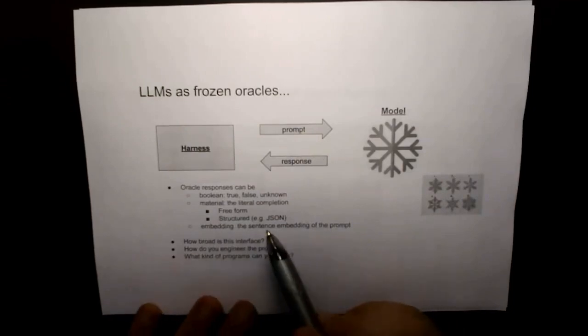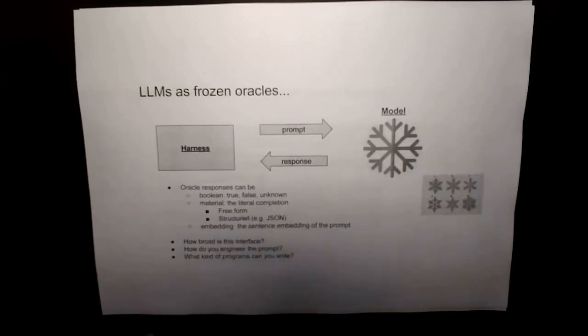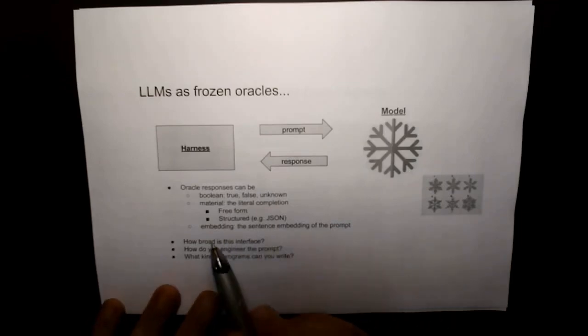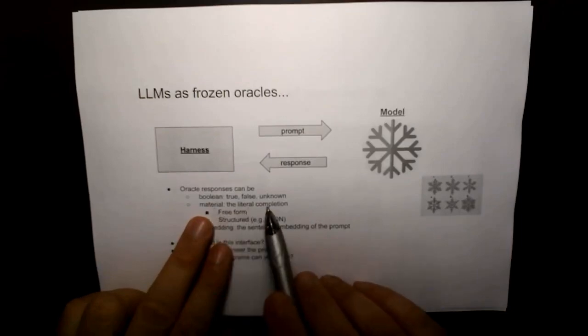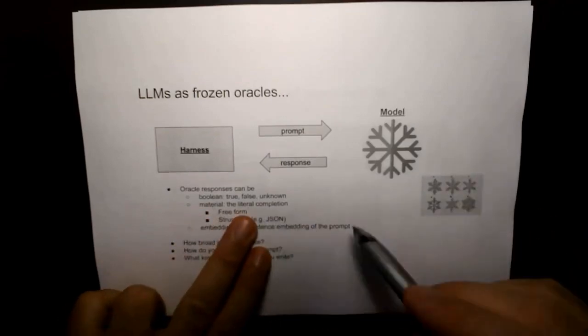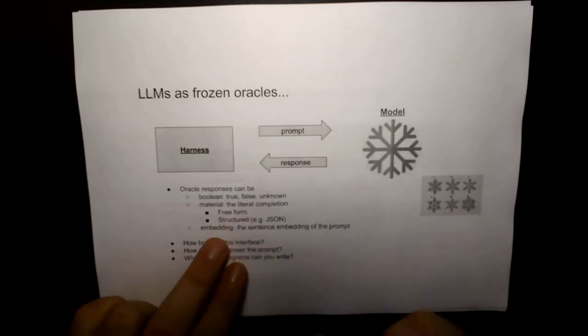So these oracle responses, if you think about it, can be true or false. You can use the LLM as a judge and say, okay, here is a described situation. Is this good or adequate? Have we reached the goal? You're using it as a binary tester on something, and you'll get back a true, false, or unknown as the response. But a lot of the time, the response you get back is just the literal material that comes back from the LLM doing the completion, in free form.